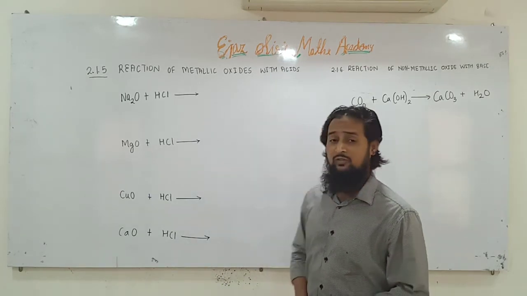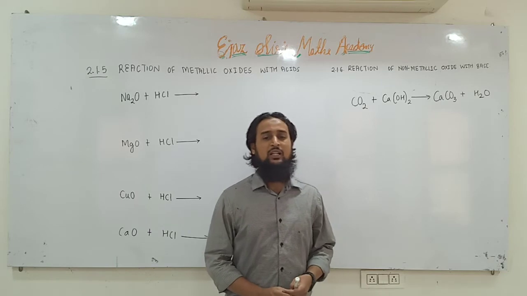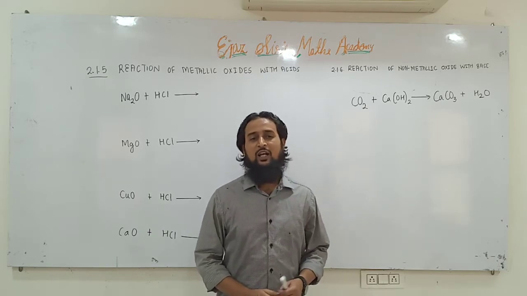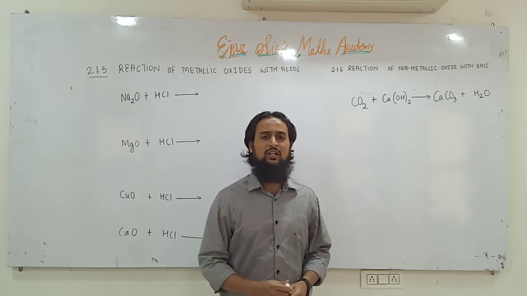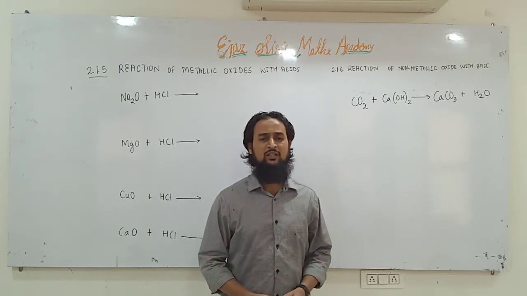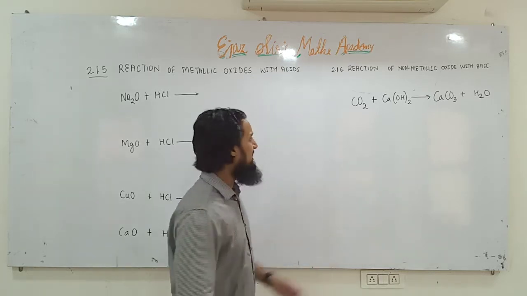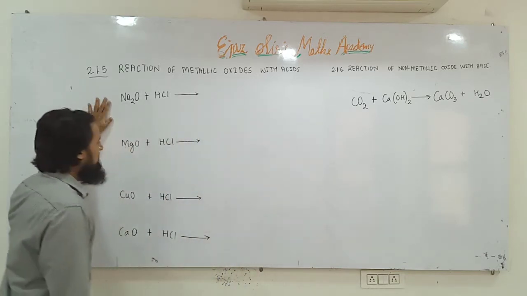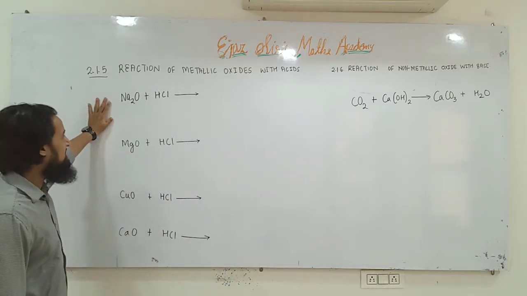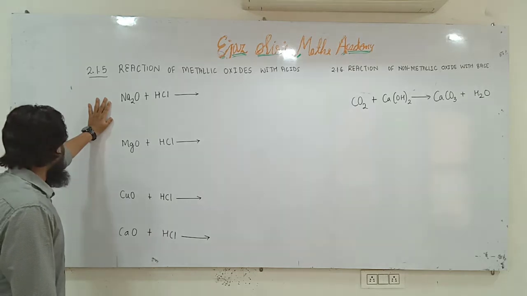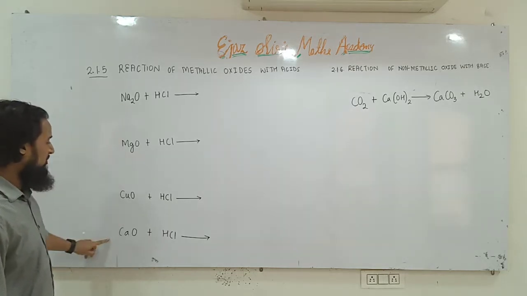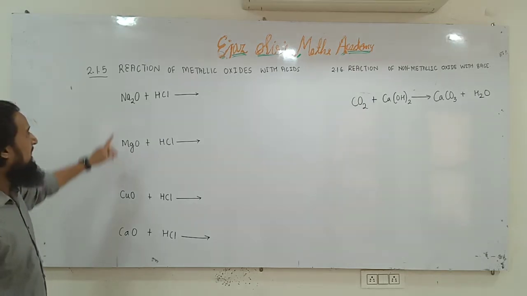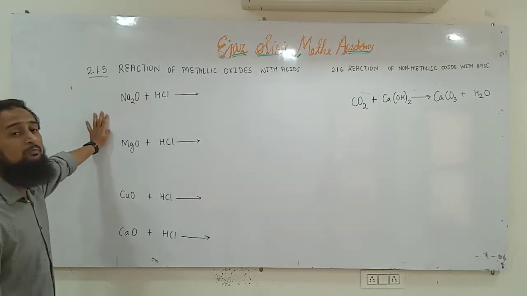In today's lecture we will show that metallic oxides are basic in nature and non-metallic oxides are acidic in nature. Non-metallic oxides behave like acids and metallic oxides behave like bases. Let us see, these are the reactions which we have to balance and write, and these reactions will prove this: reaction 1, 2, 3, 4. These 4 reactions will prove that metallic oxides behave like bases.